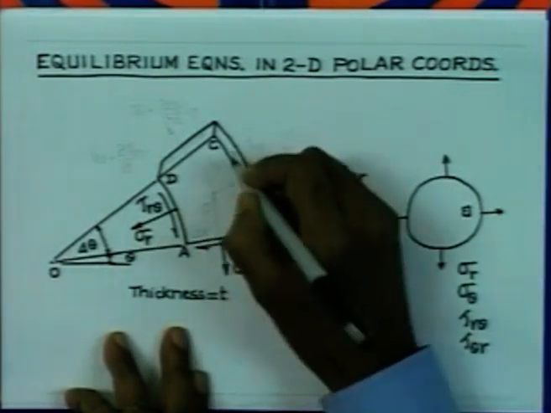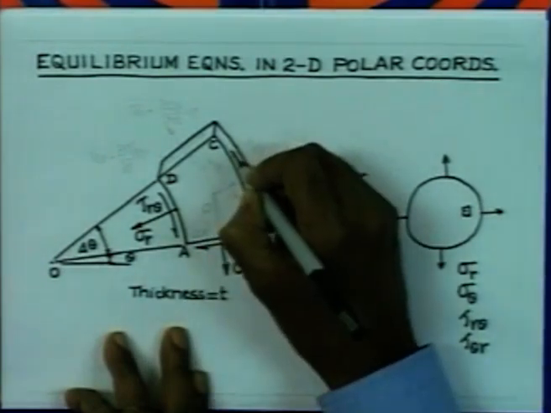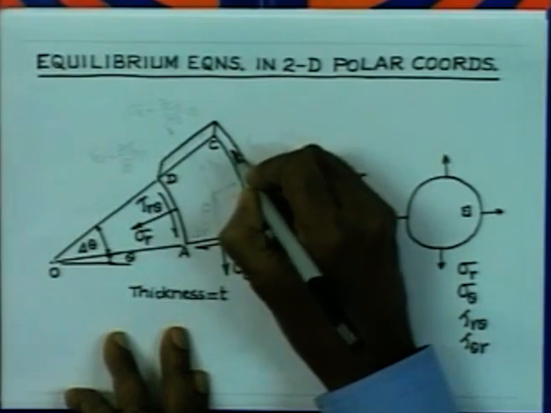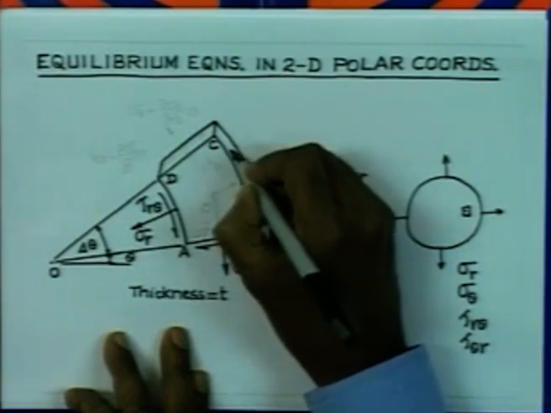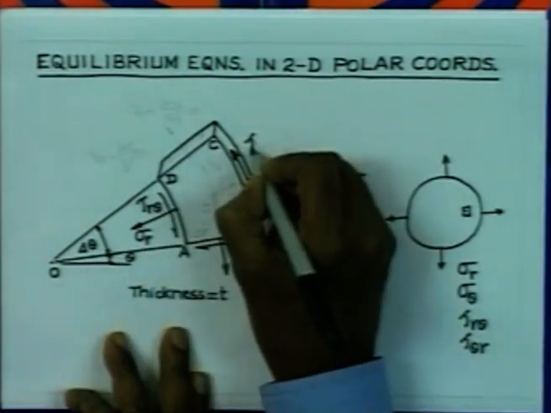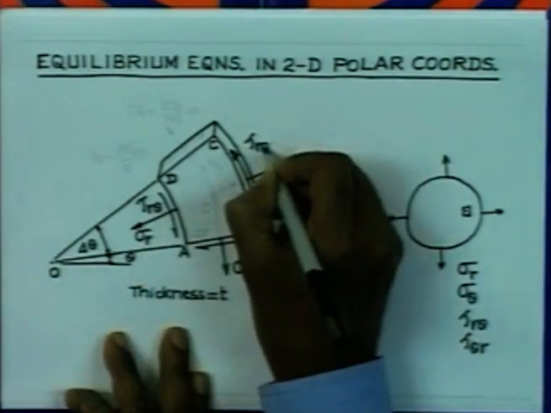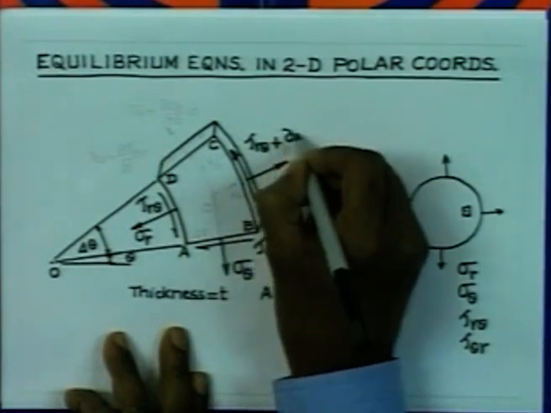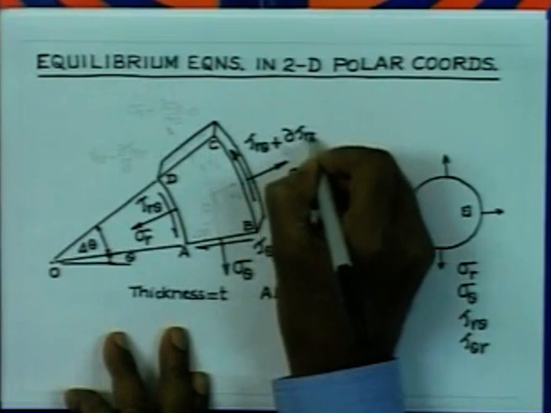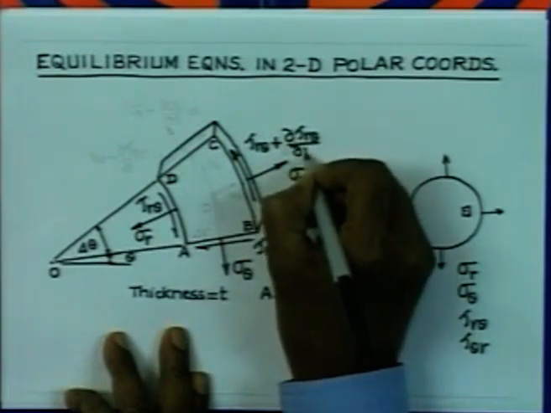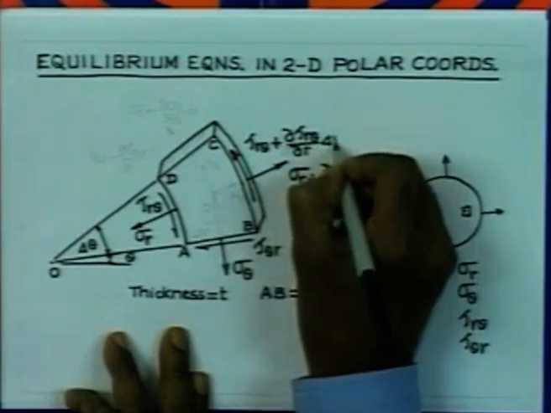Similarly, the shear stress which is going to be positive on this face must act like this, and its value can be written from tau r theta by the Taylor series expansion as tau r theta plus delta tau r theta by delta r multiplied by delta r.